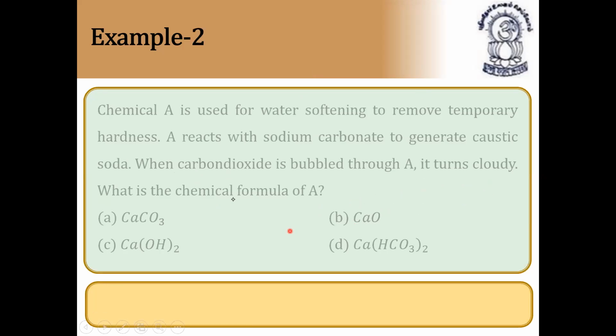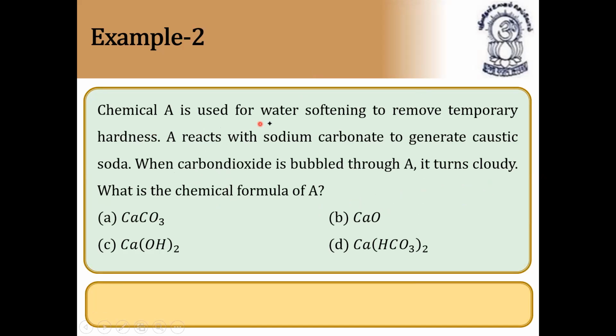Next continuation. Chemical A is used for water softening. Very, very important. It is used for water softening to remove temporary hardness. A reacts with sodium carbonate to generate caustic soda. Caustic soda means NaOH. When carbon dioxide is bubbled into A, it turns cloudy. What is the chemical formula of A?